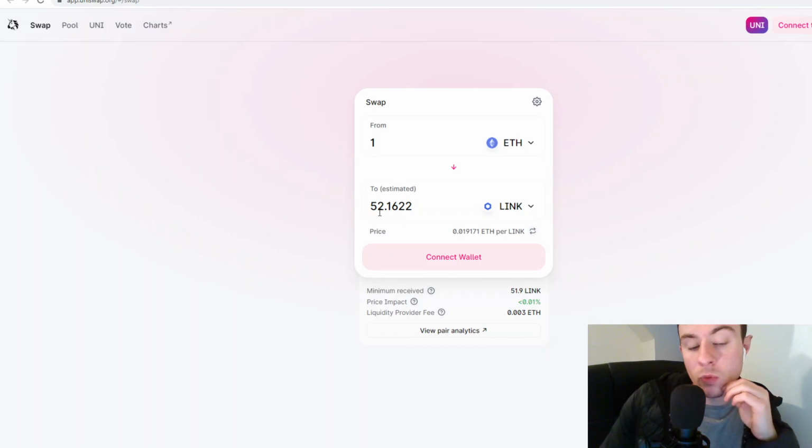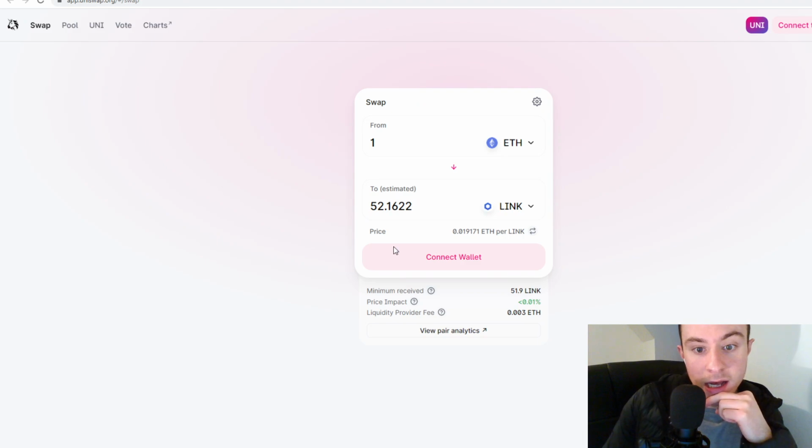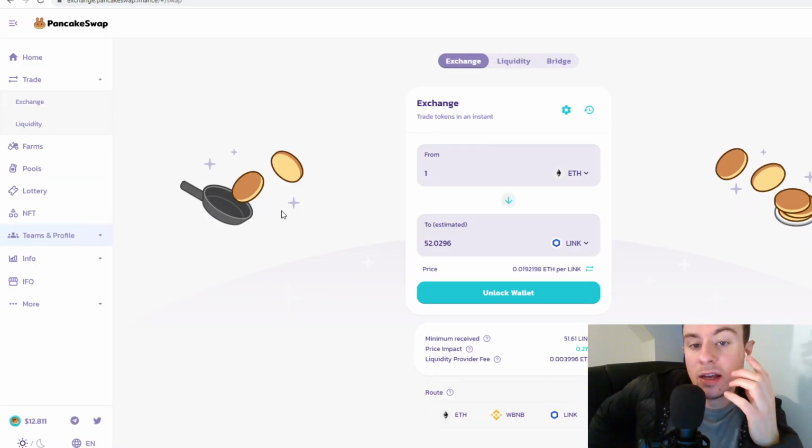So on Uniswap, 1 Ethereum will get you 52.1 LINK. You have, obviously, a slippage fee, a liquidity provider fee, and then you'll have the gas fees, which will be extortionate in my opinion. Now, you actually hear it's kind of coming up that you'll get a better deal on Uniswap. However, the gas fee that you pay really sort of balances that out.